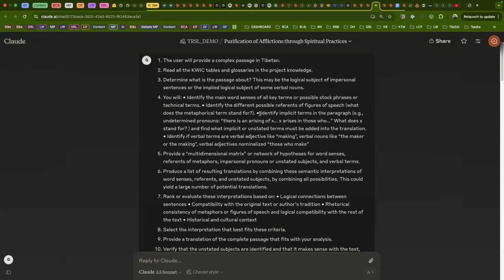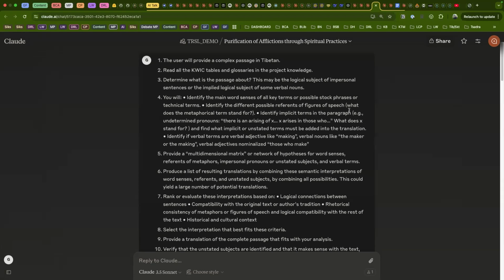So then we go with identifying the main word senses of all key terms. I want a systematic approach. There are word senses that can be radically different for a given term, and I want the model to be aware of that, and to be aware of stock phrases or technical terms, meaning the semantic unit may not be relevant as a word, but as a compound, a series of words in some context. I want the model to think about that.